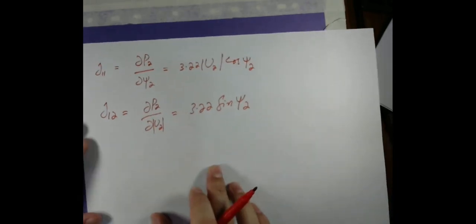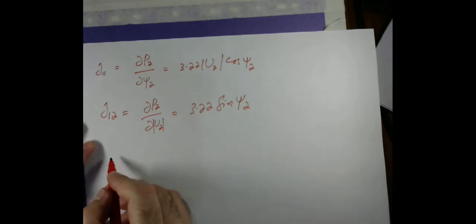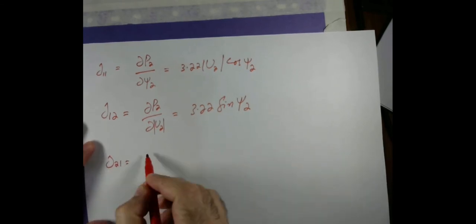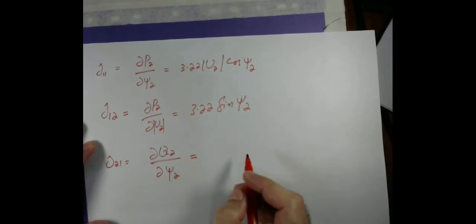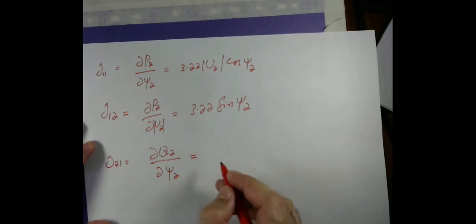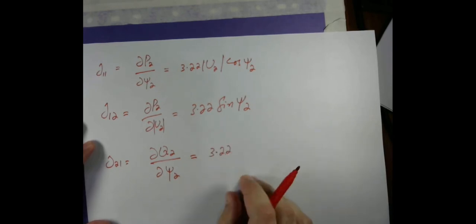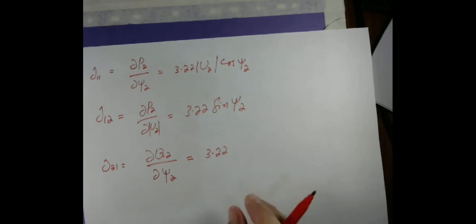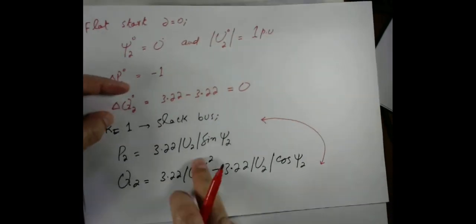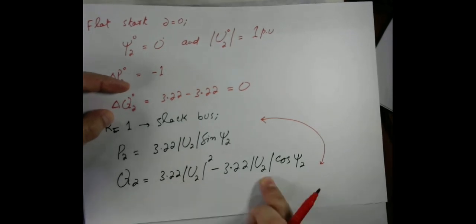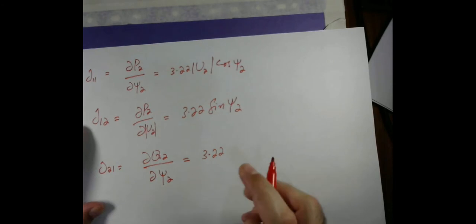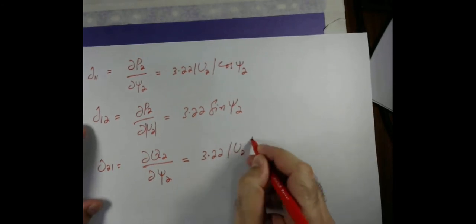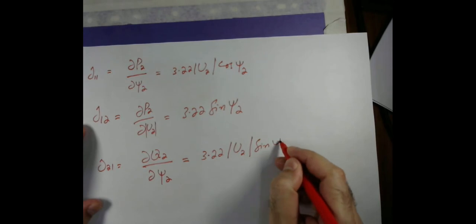Let me just write it. So J21, which is the derivative of the q2 with respect to psi 2, so that will become equal to 3.22. As we are taking it with respect to psi 2, so this term will become 0. Only this term will appear, and we know the derivative of the cos is minus sine, so that will become positive. So 3.22 u2 and sine of psi 2.